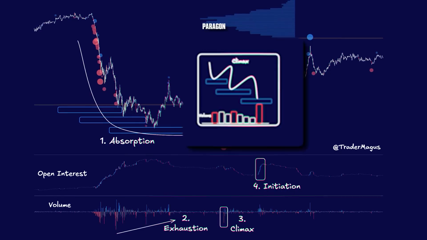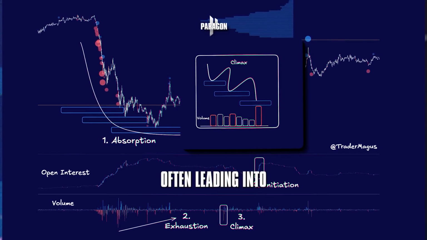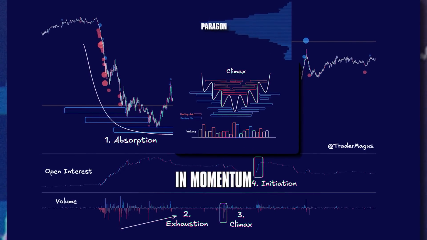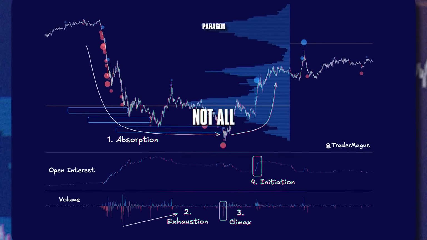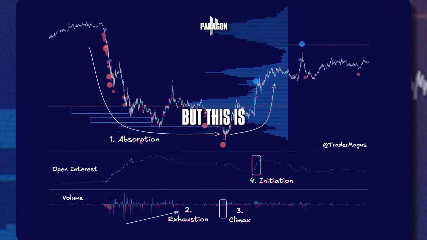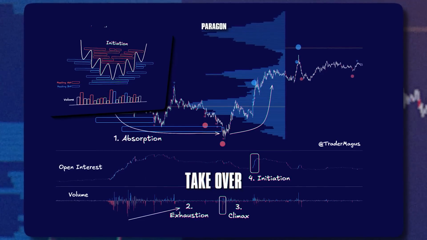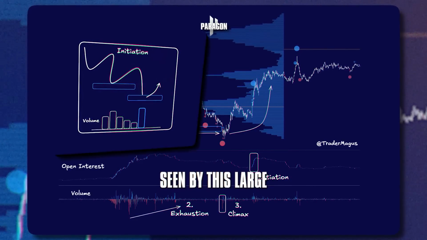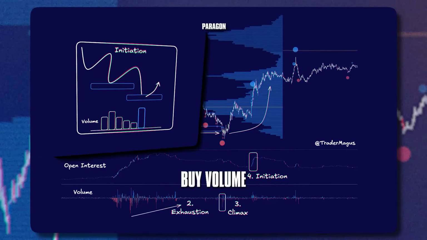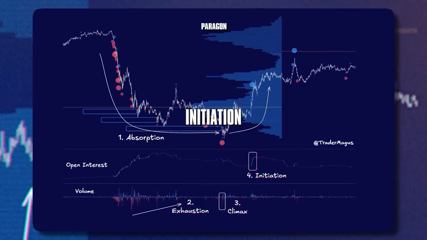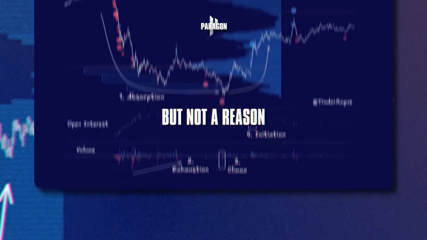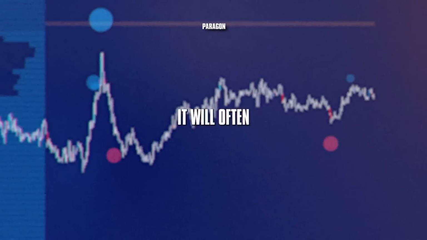The climax is when taker volume peaks, often leading to a large wick. This will spark the shift in momentum and is a solid entry signal. Not all turnarounds will have a climax, but this is a strong confluence when visible. Initiation is when market orders take over and spark momentum, seen by this large uptick in buy volume, which sparks an uptrend. Initiation is confirmation and management, but not a reason to enter, because it will often be too late.